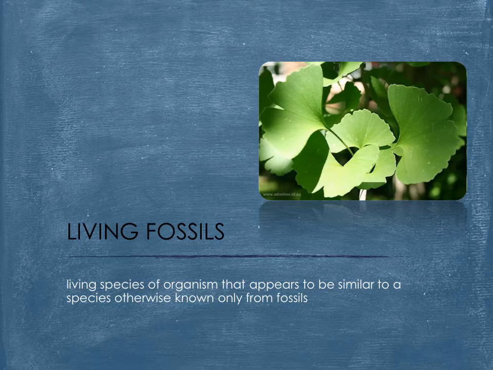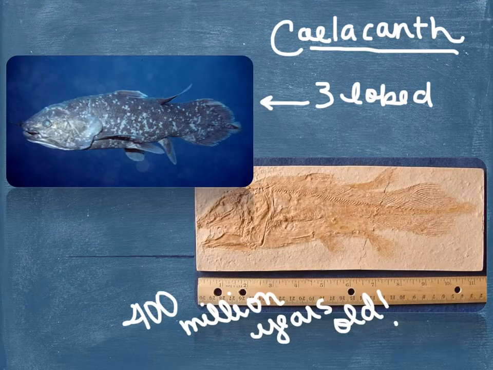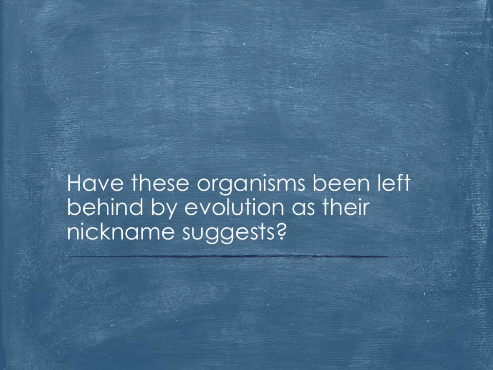So here on the right is Ginkgo biloba, which I think is planted throughout CSUN campus. And here on the left is a fossil that is very similar, dating back 250 million years. Another example can be seen in the fish coelacanth, and here on the bottom, its fossil record goes back 400 million years. And there are plenty of other examples of this occurring. So all of these organisms have appeared to have gone through very little evolution over the years.